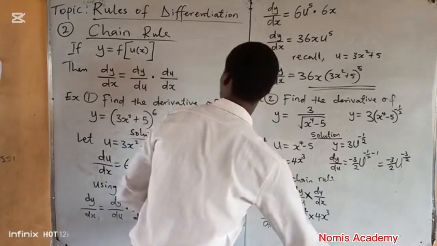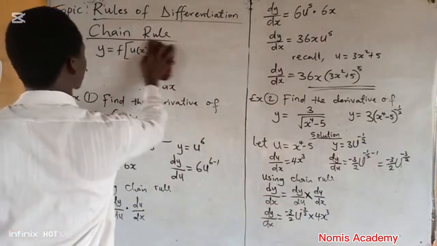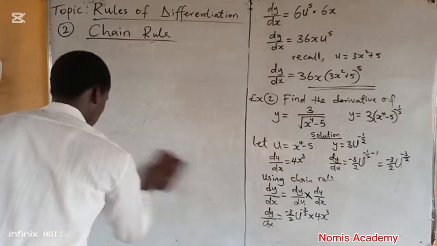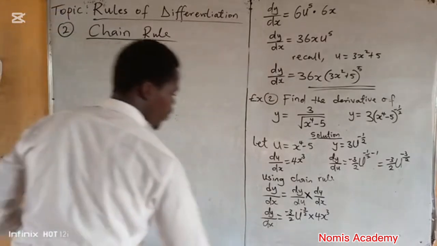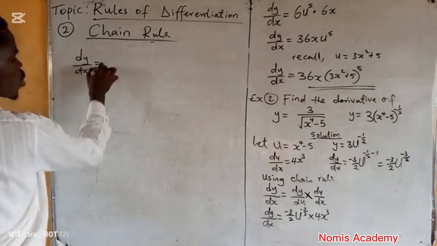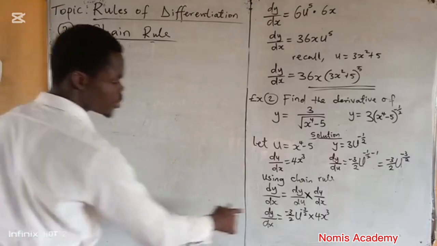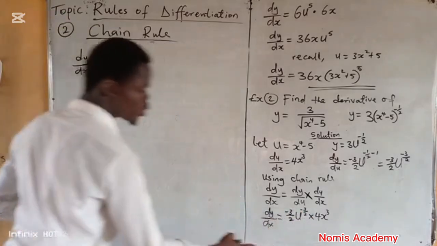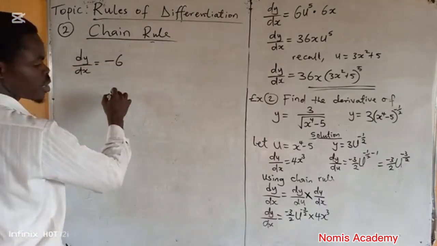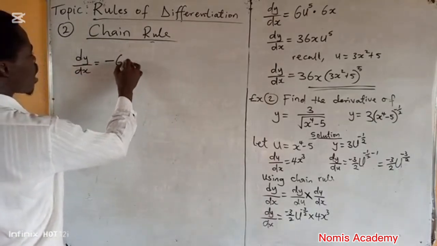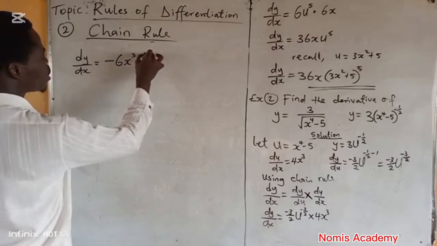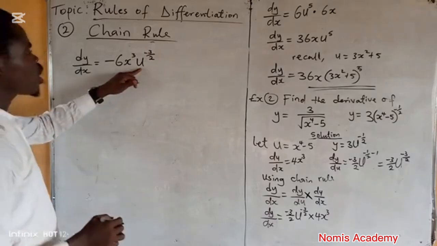So let's go to the other side so we can finish the solution. Alright, we have dy over dx equal to, let's multiply through, 4 divided by 2 is 2, and then minus 3 times 2 is minus 6. Minus 6 x raised to the power of 3, and then u raised to the power of minus 3 over 2.